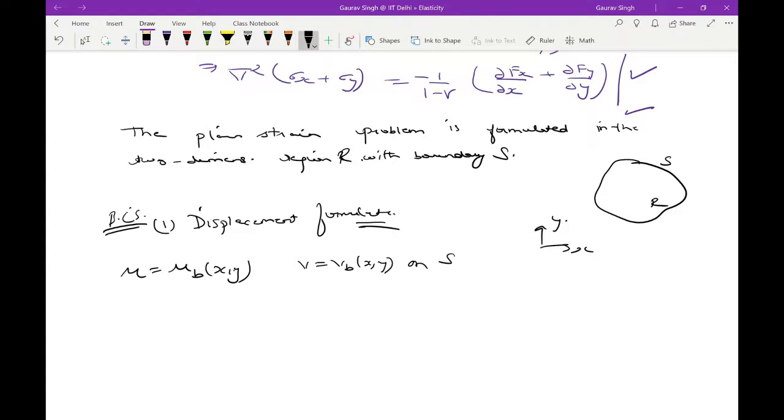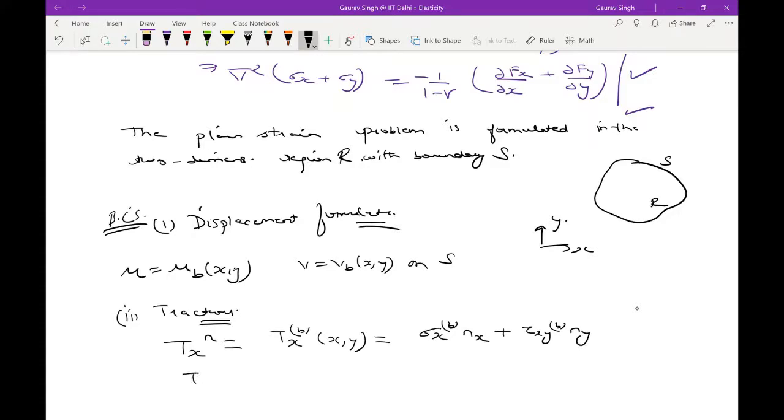Okay, and then the stress, if you would want to write using the tractions, one would say that Txn, on the boundary x comma y, is equal to sigma x... on S is important, okay, on the boundary.